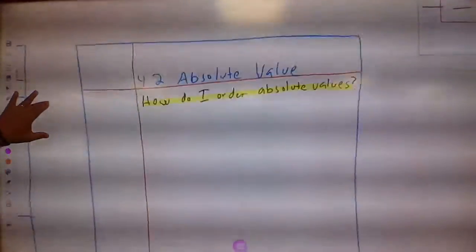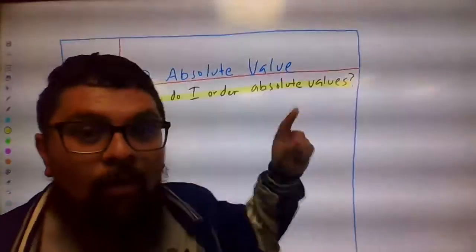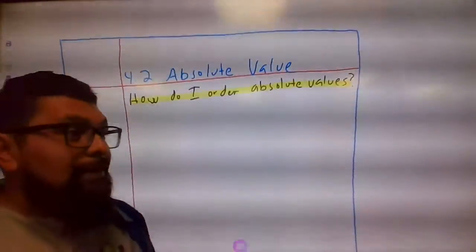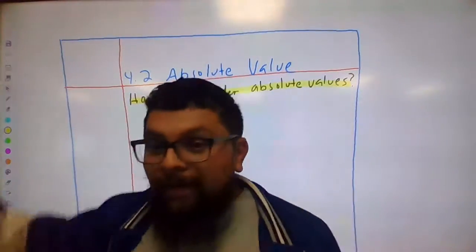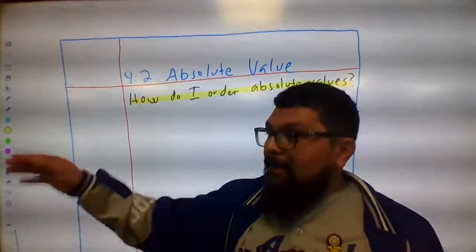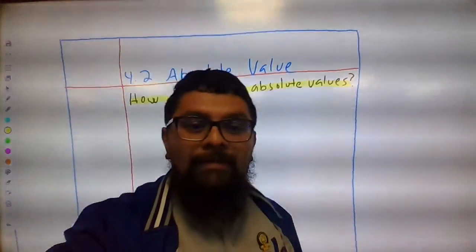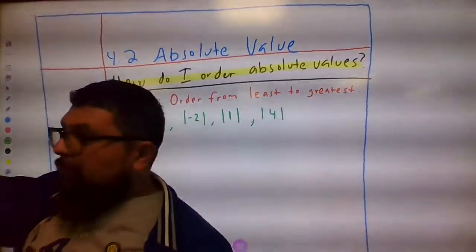So we're still on absolute value, and this time the question is, how do I order them? Now I have to put these in order. So let's go ahead and do an example. There's an example right here on the slide about ordering these numbers. Take a look at it, and then we're going to go over it now. All right, guys, so we have our example, which, like I said, is over here on this side.